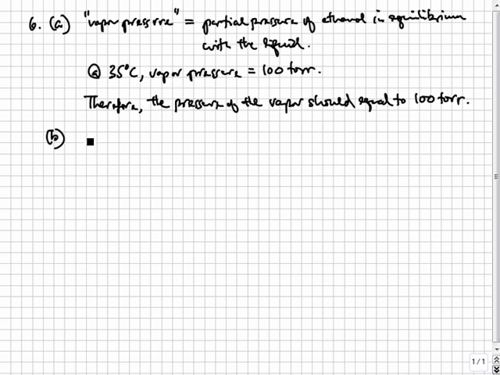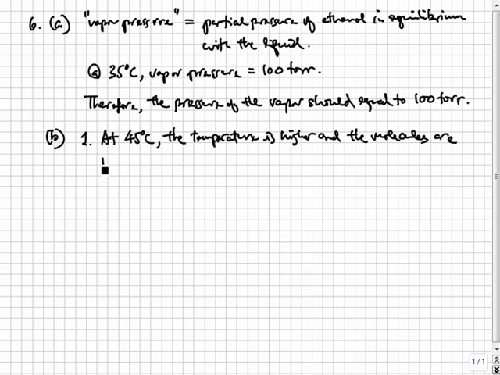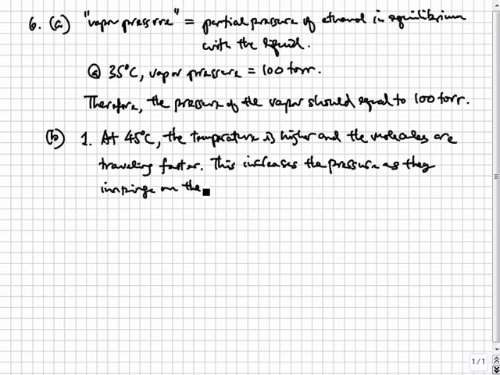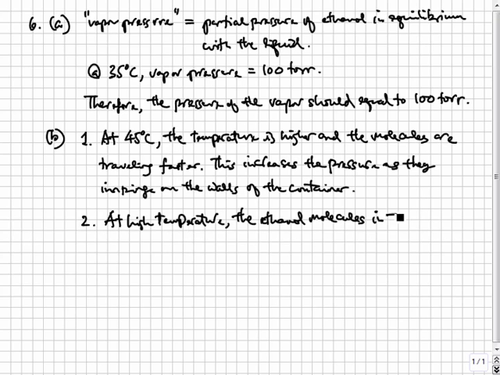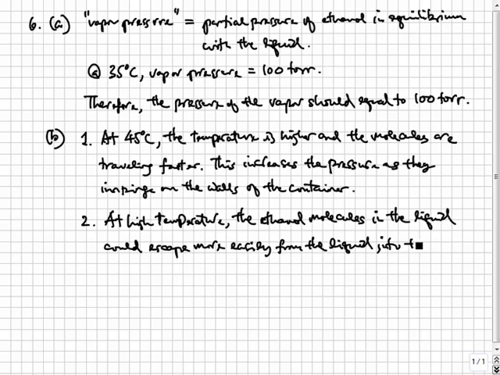Part B. There are primarily 2 reasons for this. First of all, at a higher temperature, at 45 degrees Celsius, the molecules are traveling faster. And this increases the pressure as the molecules impinge on the walls of the container. The second reason is that at higher temperature, the ethanol molecules in the liquid could actually escape more easily from the liquid because they're traveling faster into the vapor. So this would lead to a higher vapor pressure.